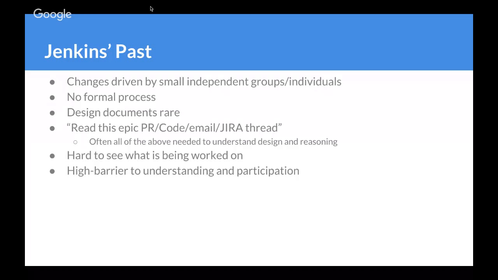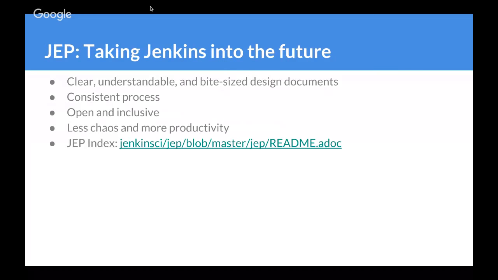When you get into this area, it also means that it's hard to see what's being worked on, and it generally just means there's a high barrier to understanding and participation. So JEP takes us into the future. It takes us into the size of the project that Jenkins has become. It gives us clear, understandable, and bite-sized design documents.